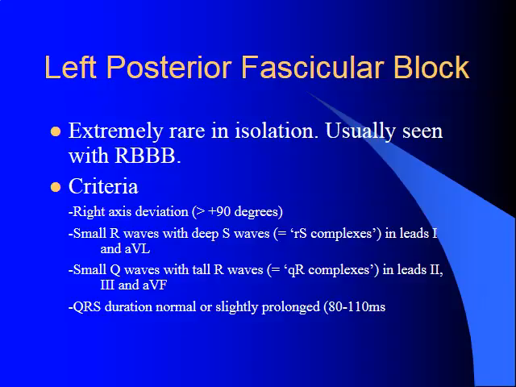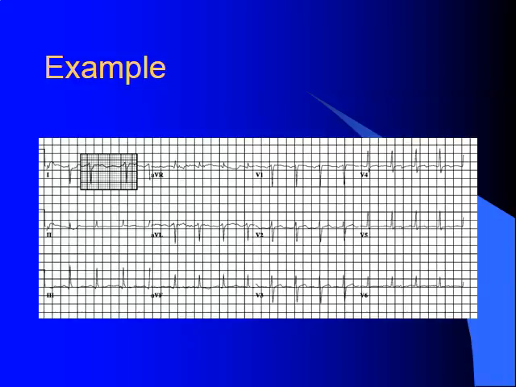So the criteria for our left posterior fascicular block is going to be right axis deviation, a small R wave with a deep S wave in lead 1, and a small Q wave with tall R waves in leads 2, 3, and AVF. The QRS duration is again going to be slightly prolonged. So we'll take a look at an example here. We see our R wave in lead 1, highlighted there.